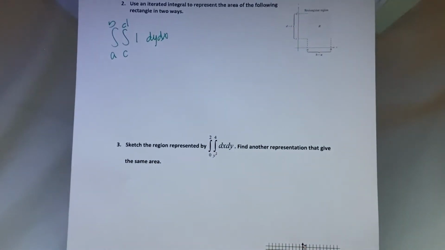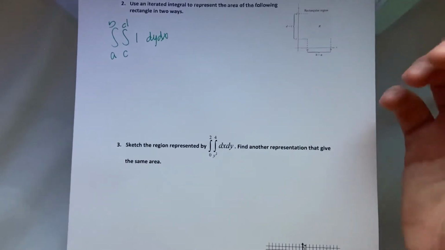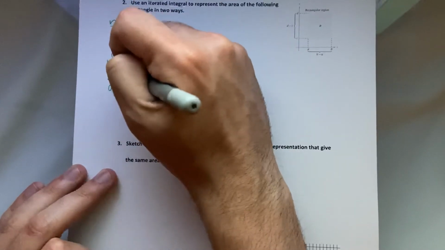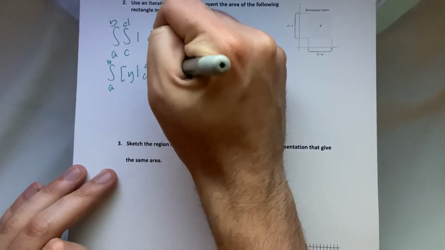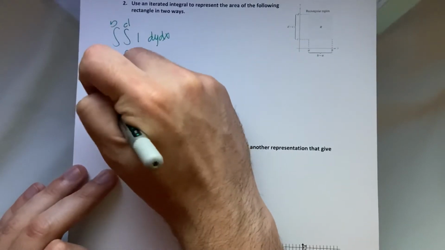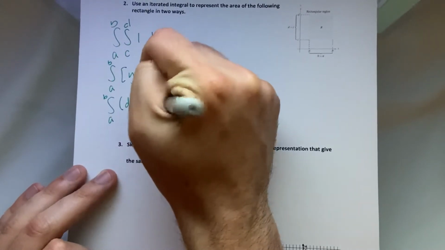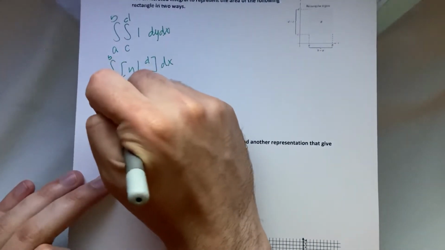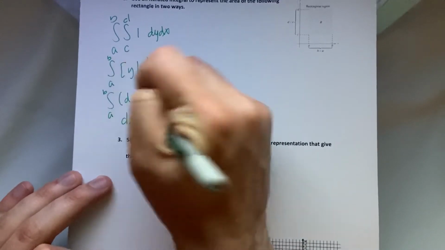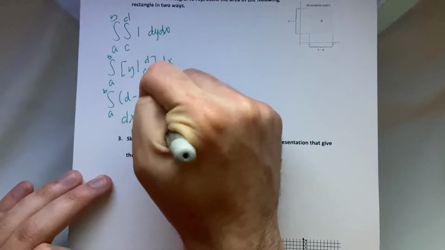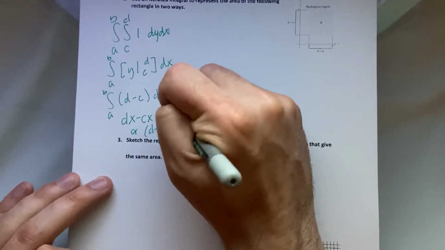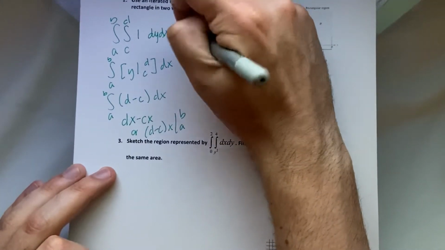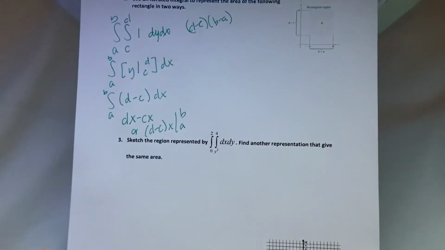What happens here? We know the area of a rectangle, that's not difficult, but we integrate with respect to y. We get y evaluated from c to d, which is d minus c. Now, if we integrate that with respect to x, that becomes dx minus cx, really, or d minus c, because they're constants, times x evaluated from a to b. So it would be d minus c times b minus a, which does represent the area of this rectangle.